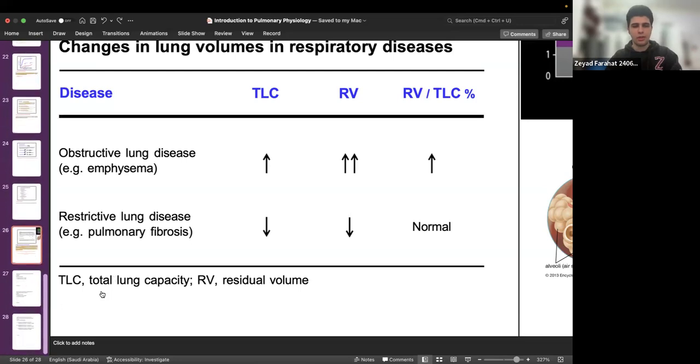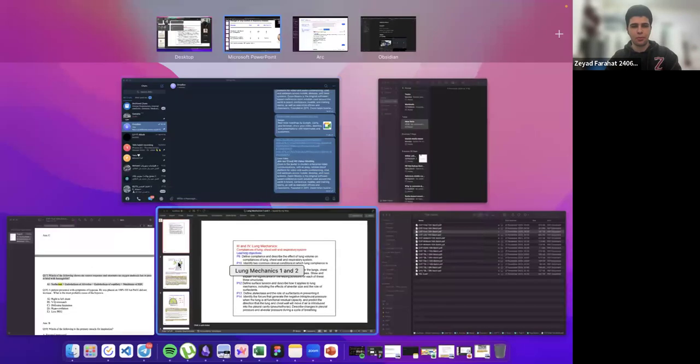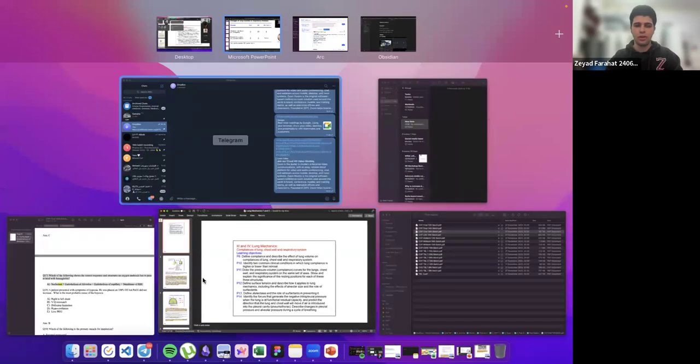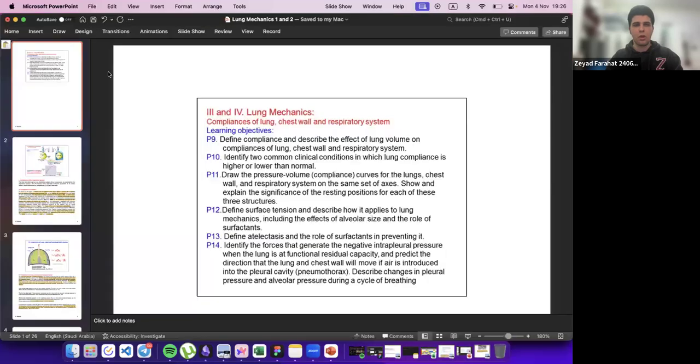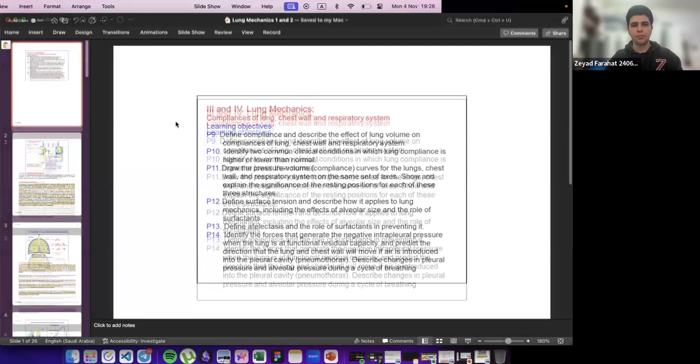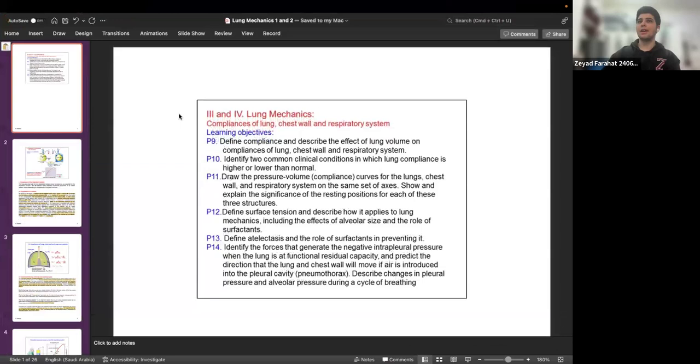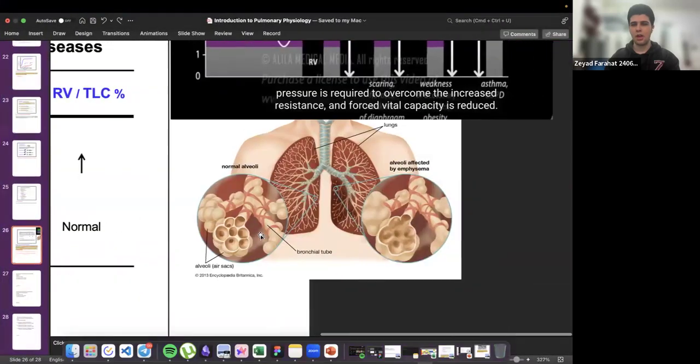What we do after this, we have, sorry. So now we're done with the volumes. Now into the juicy part, which is the lung mechanics. So what happens with lung mechanics, or actually let's show this part first.